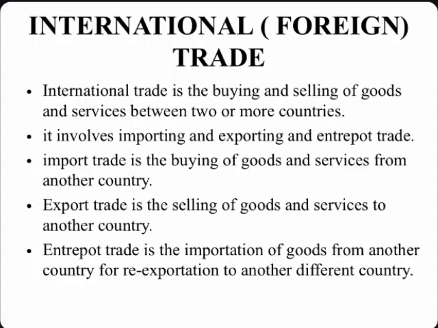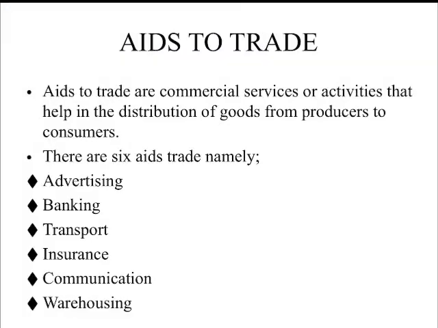Now we look at aid to trade. What are these? Aid to trade are commercial services or activities that help in the distribution of goods from producers to customers. This aid to trade has 6 branches. It has the advertising, the banking, the insurance, communication and warehousing.